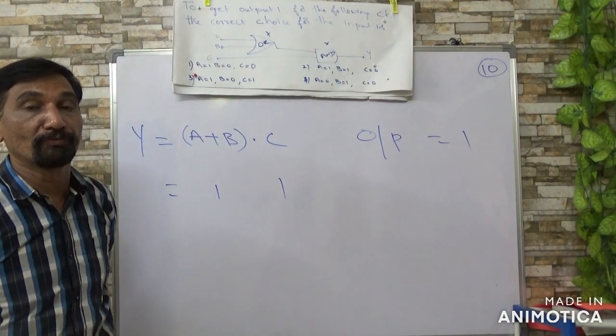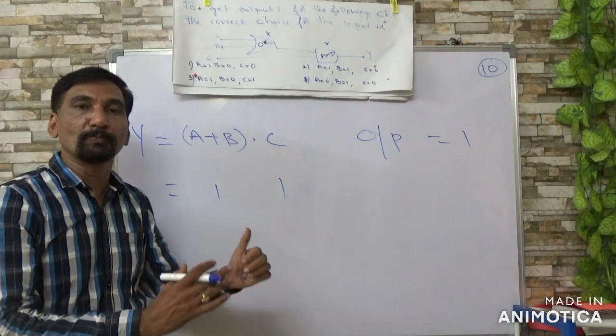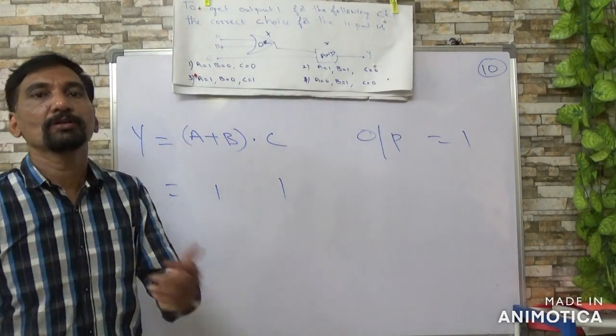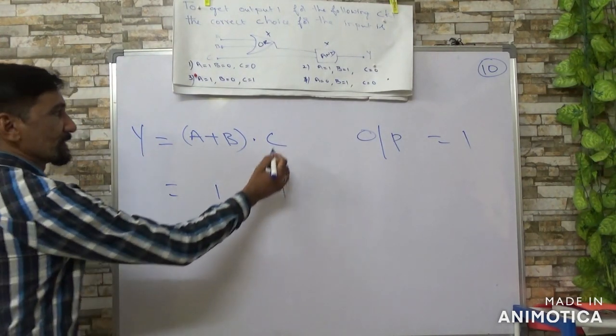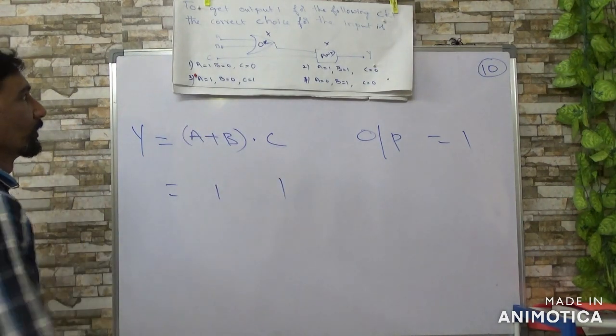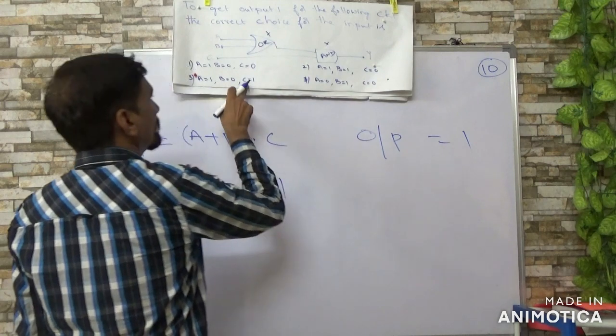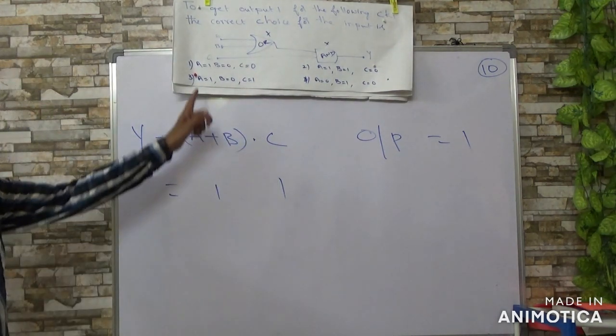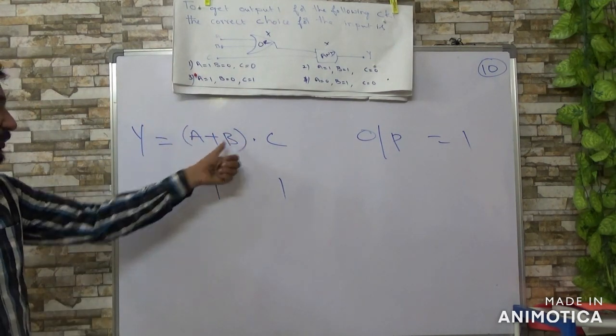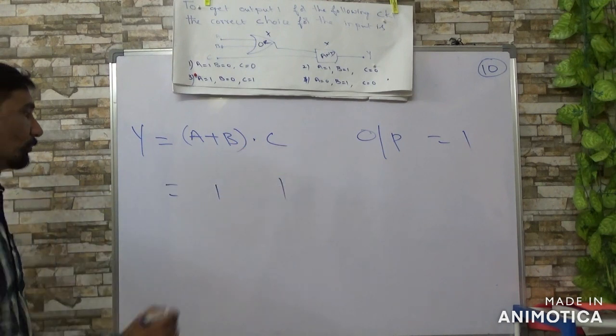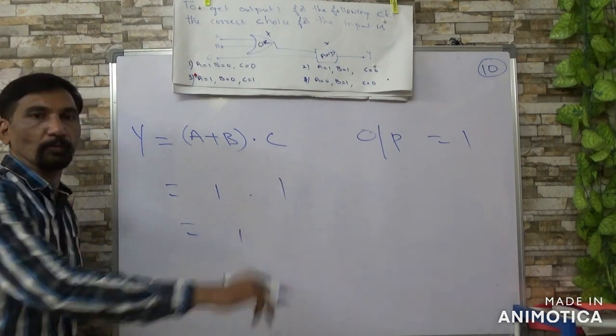So what is the condition of an AND gate? Unless the 2 inputs are 1, there is no output. So that is why C must be 1. So when you look at the options, C is 0, 0, 0. So C is 1 only in this case. And for A, 1, 0, 1, 1, so the output is also 1.